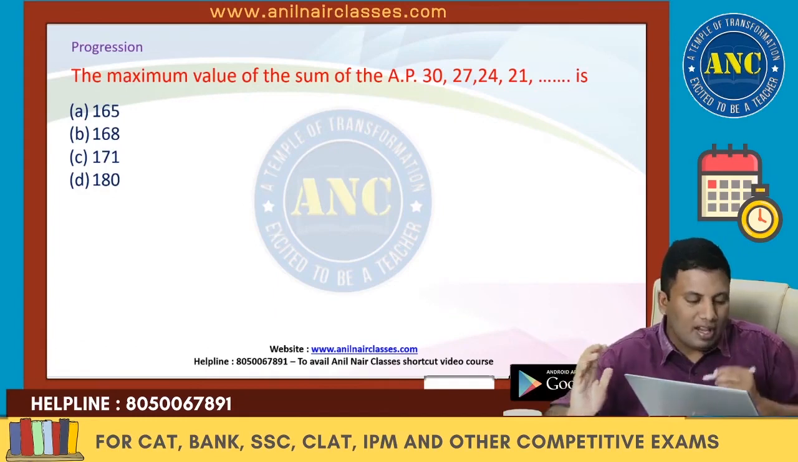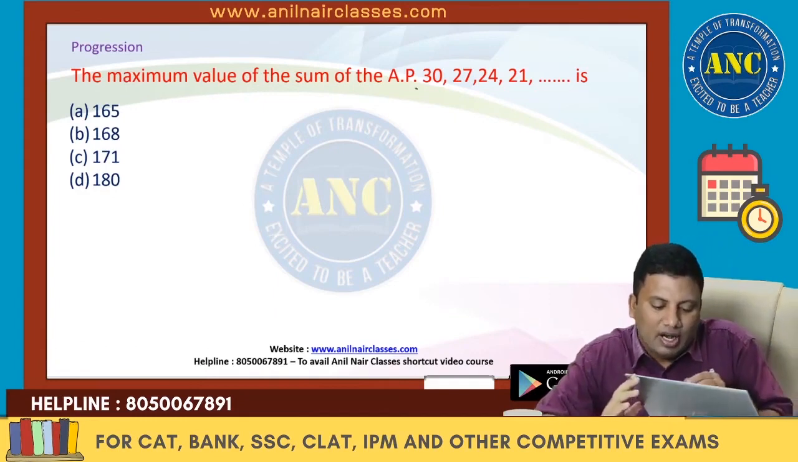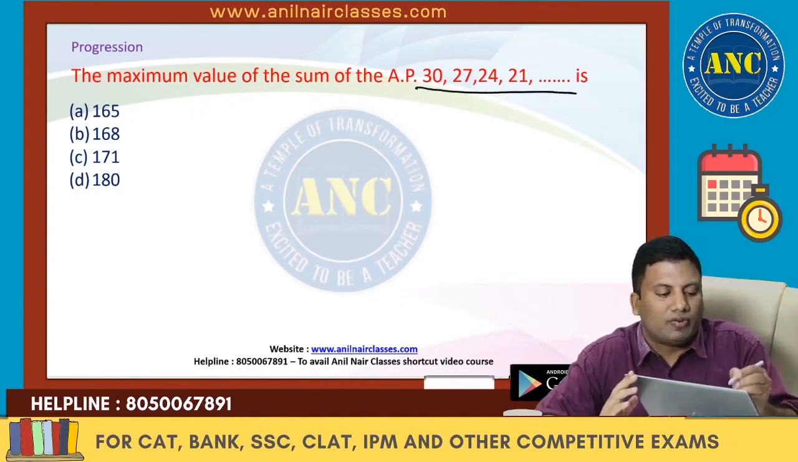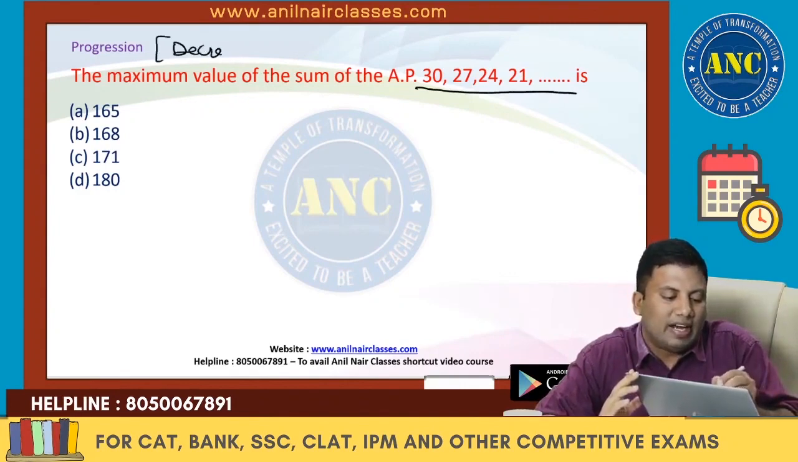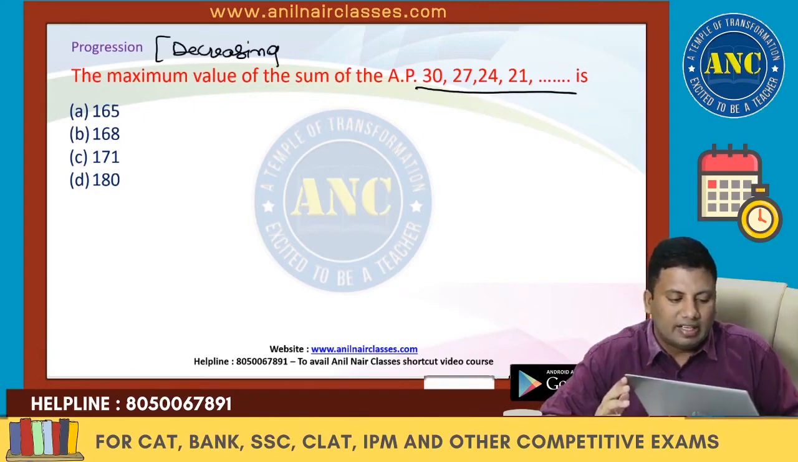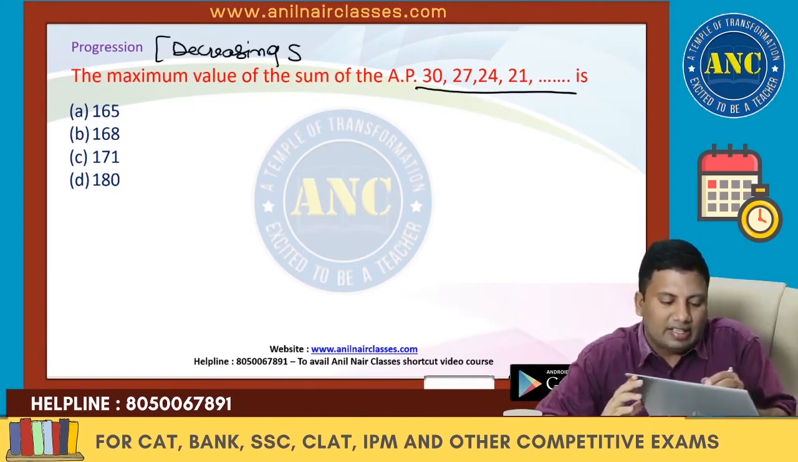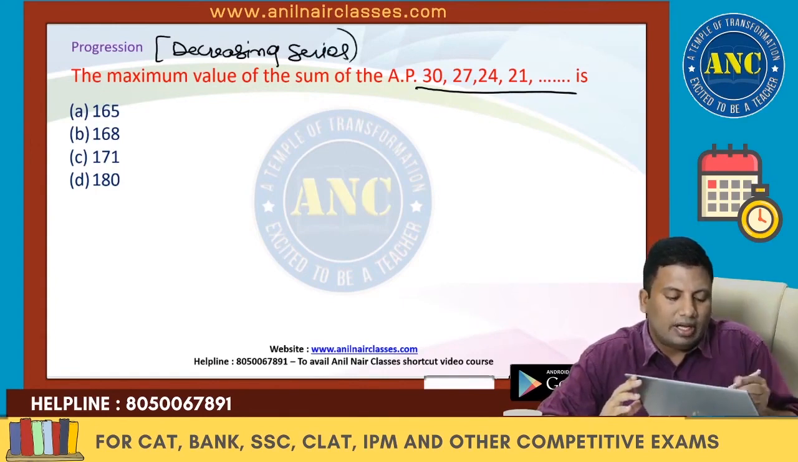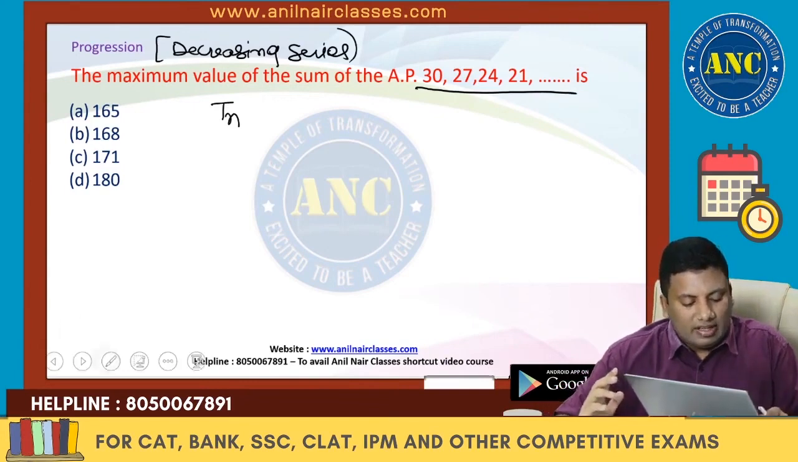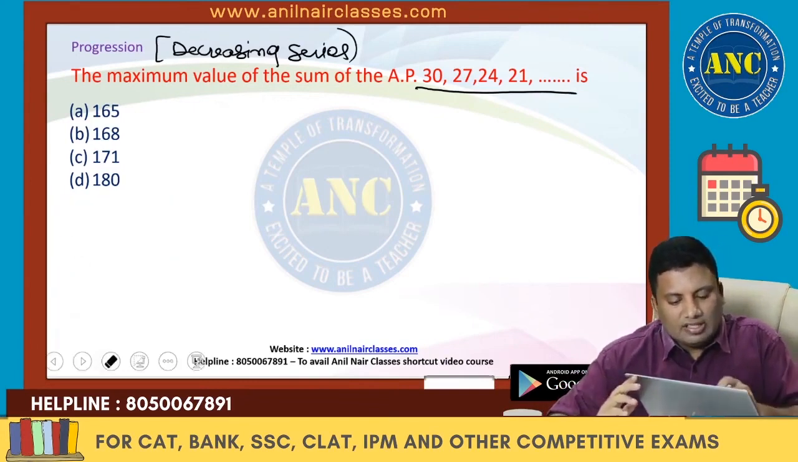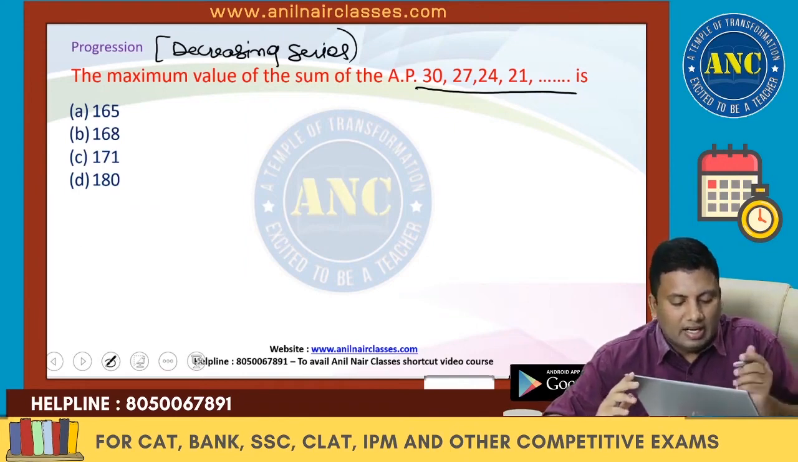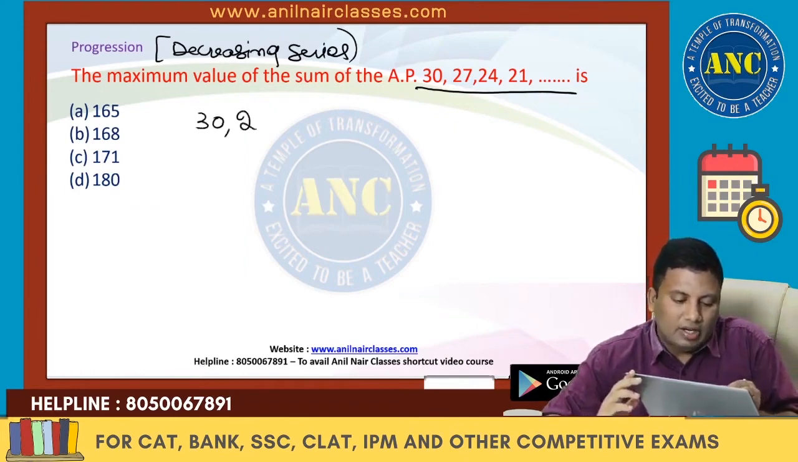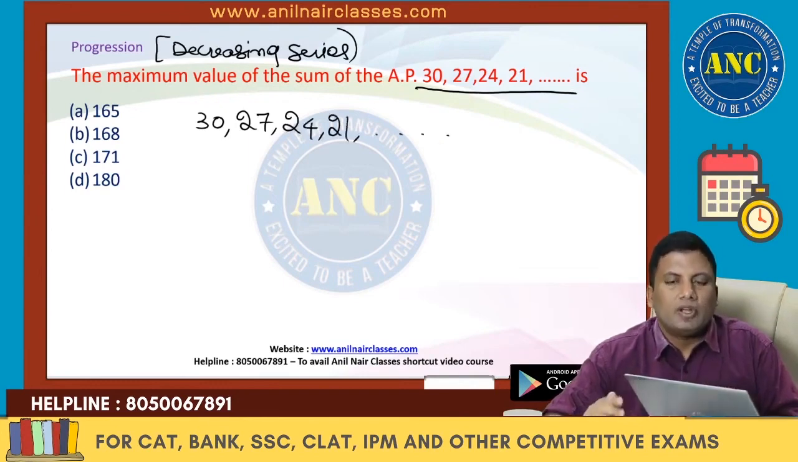Another, various models in every question, 30, 27, 24, 21. These are nothing but a decreasing series. If I take decreasing series, I have to do in such a way that the maximum value it is there. Now if you see here 30, 27, 24, 21 and so on.